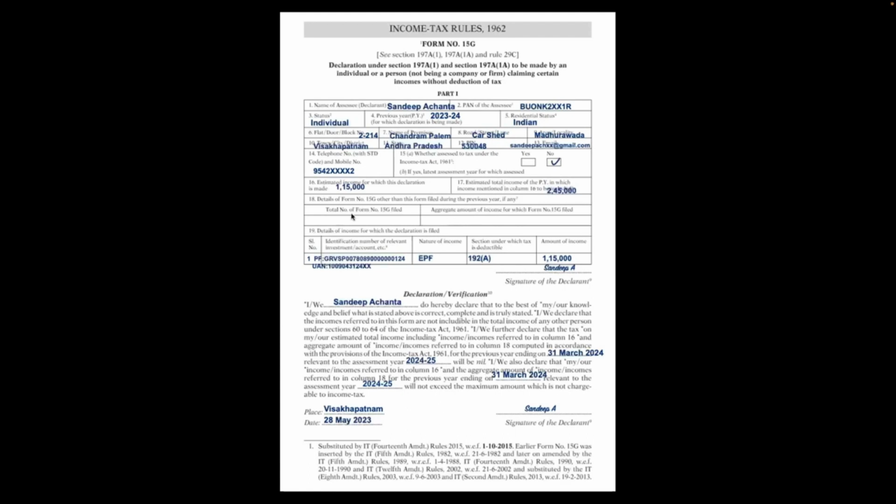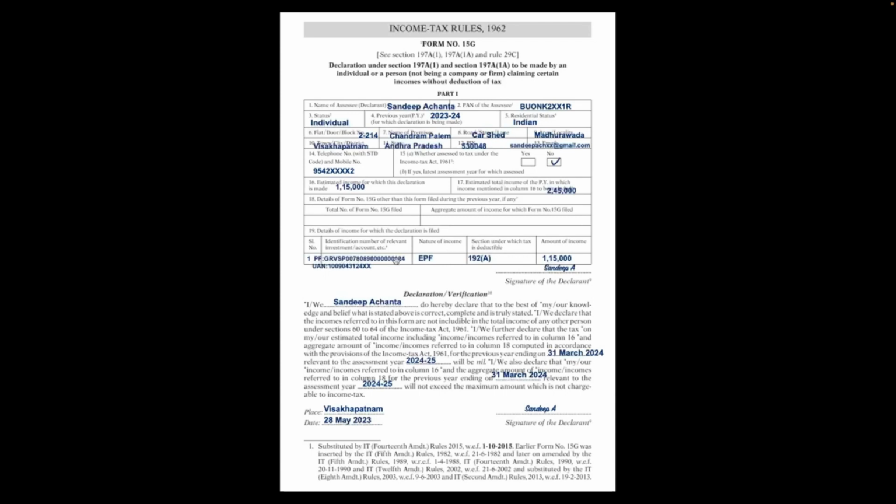In field number 18, if you have submitted any Form 15Gs earlier, for fixed deposits and the like, you have to mention those details. Under total number of Form 15Gs filed, you have to mention the number of Form 15G copies you have submitted, and the aggregate amount of income for which Form 15G was filed. Here mention the amount for which you have submitted the Form 15G. If you haven't submitted any Form 15Gs in the current financial year, then there is no need to fill field number 18.